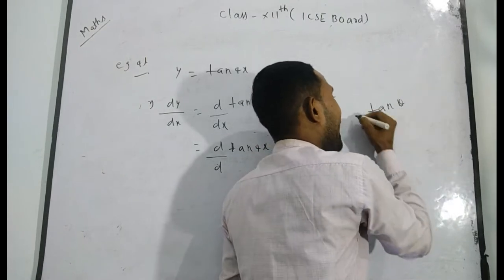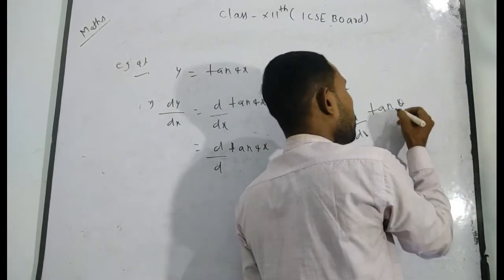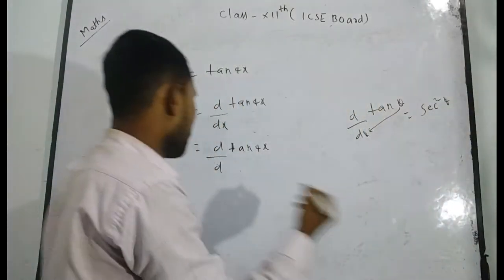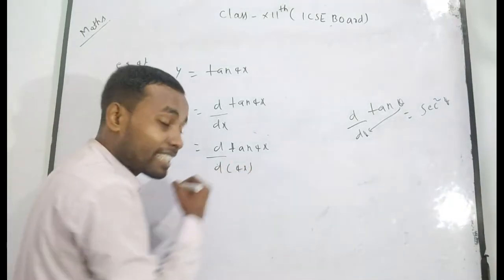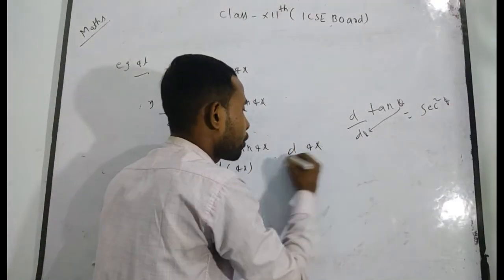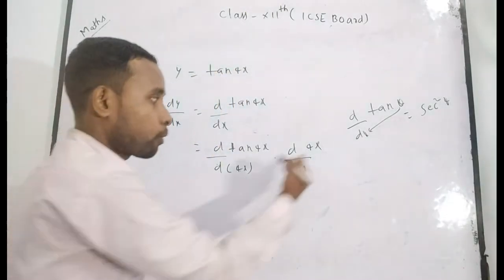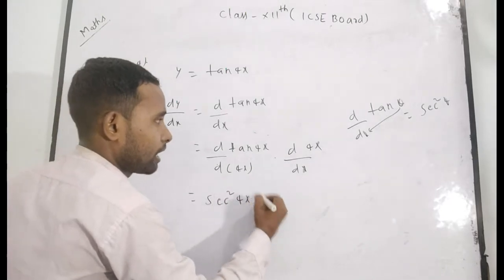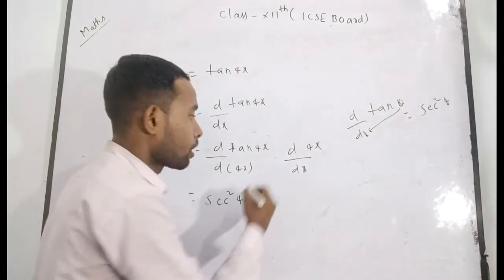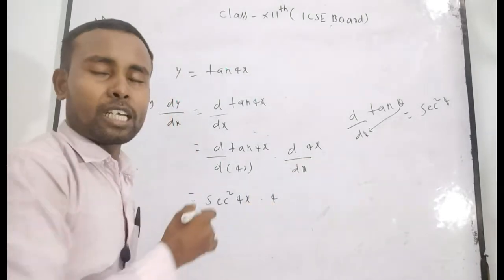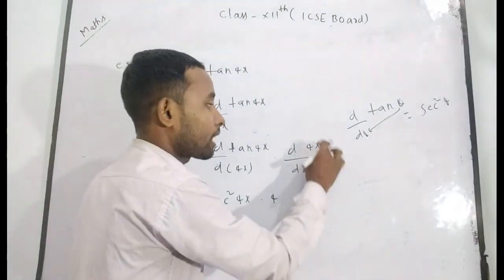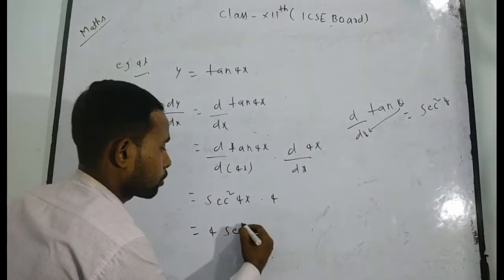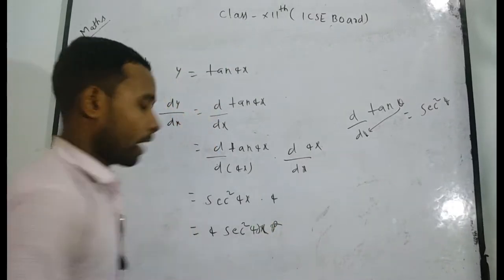As you know, the derivative of tan theta with respect to theta is sec square theta. So here theta is 4x, and again differentiate 4x with respect to x, because 4x can be differentiated with respect to x. It will be sec square 4x into the derivative of 4x with respect to x. 4 is a constant in multiplication, so it can be taken outside. The derivative of x with respect to x is 1. So finally it is 4 into sec square 4x, which is the required answer of this problem.